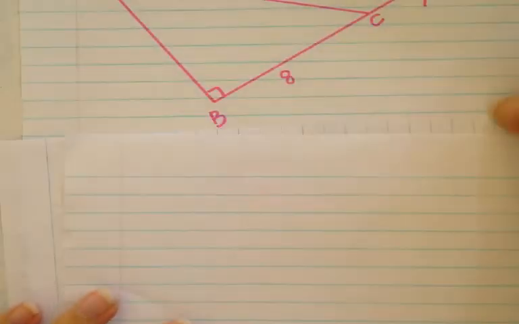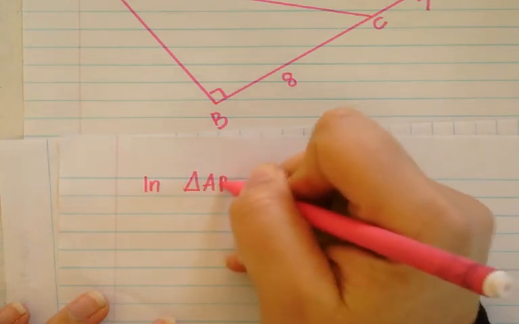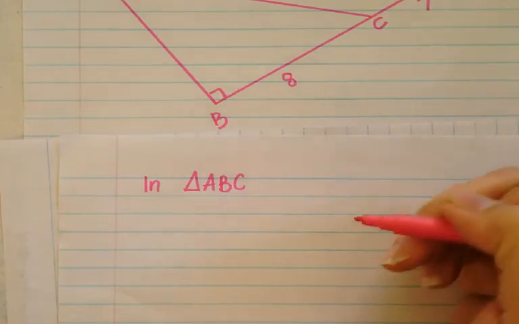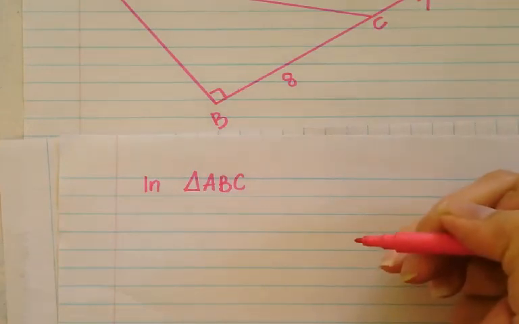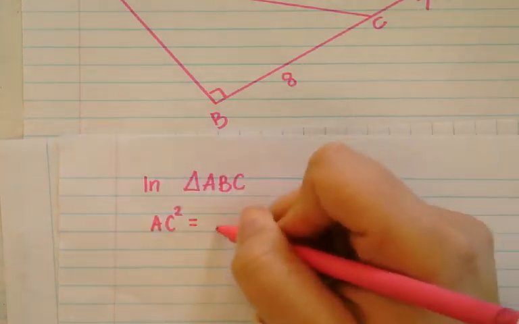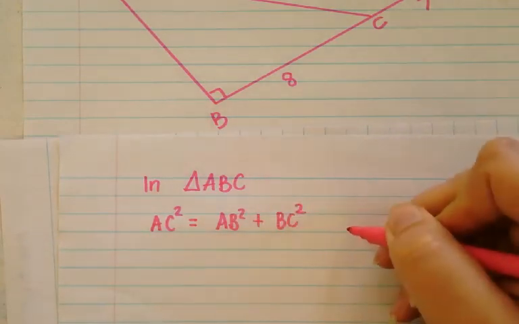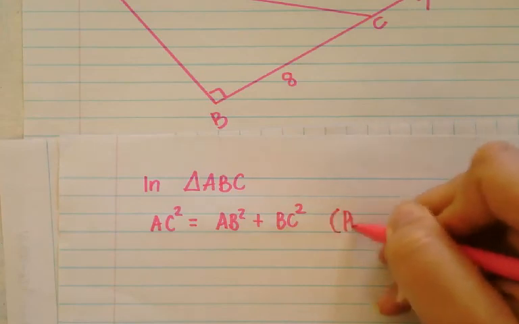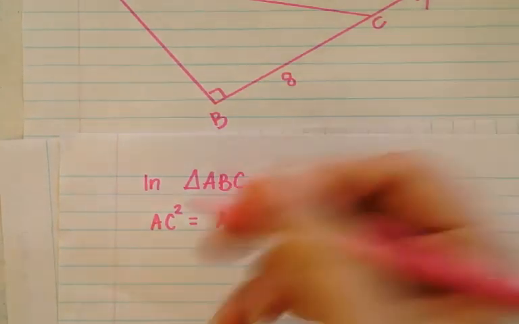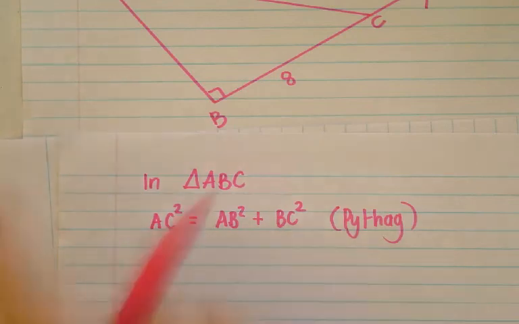Okay, so in my triangle ABC, that's what I'm dealing with. Which side is my hypotenuse? Name it with two letters, Keenan. AC. Then my two short sides would be AB squared and BC squared. What is my reason? Pythag. Now I'm going to substitute. Do I have a number for AC, Rio?